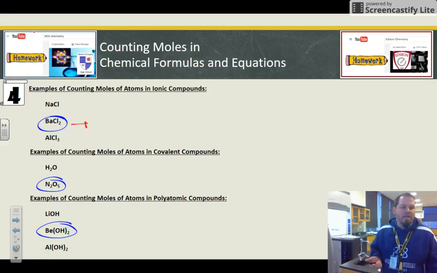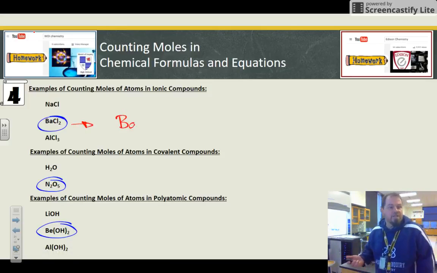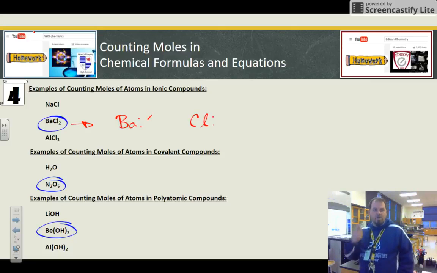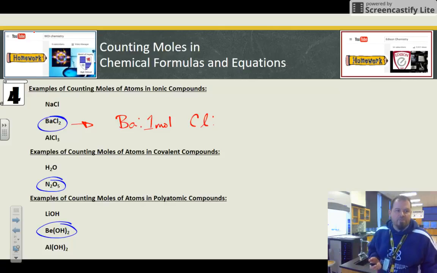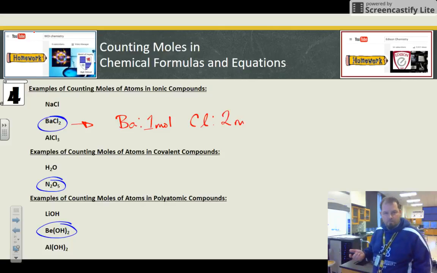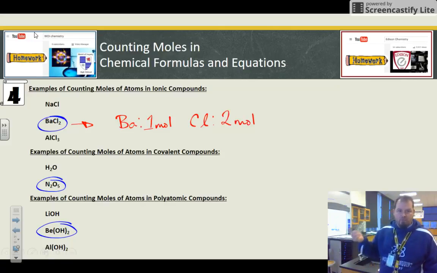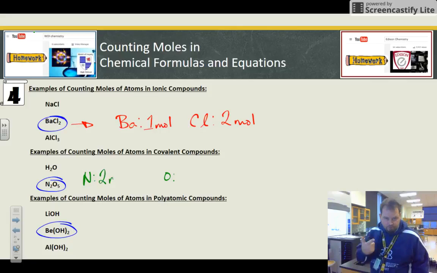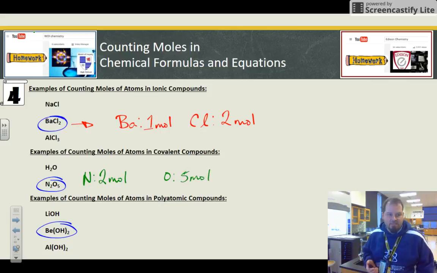So we're going to write Ba out and Cl out, and we just need to count how many of each there is. I see no subscript after Ba, so it is a 1. And I see a subscript after Cl, and that is a 2. So there's 2 moles of chlorine for every 1 mole of barium. Next one, how many nitrogens? 2. And oxygens? We learned how to name this last unit. Dinitrogen pentoxide.